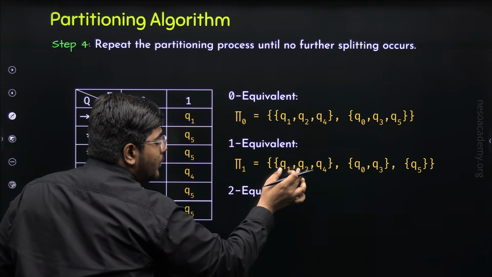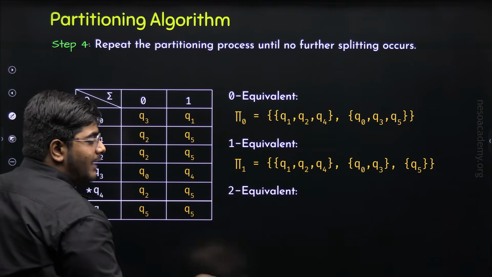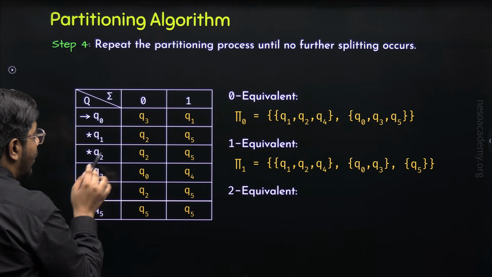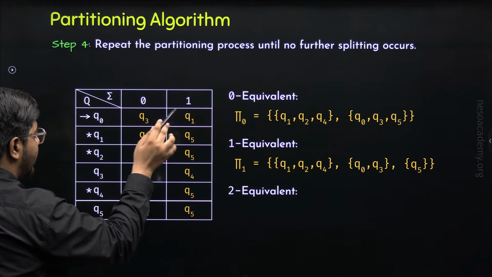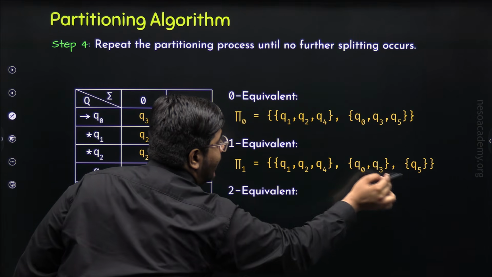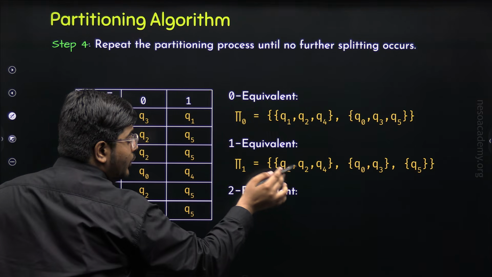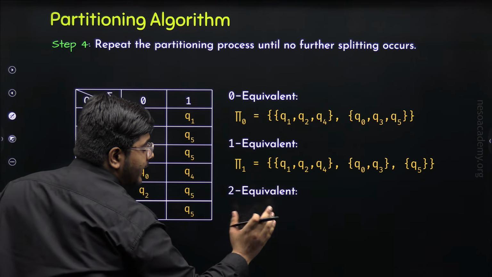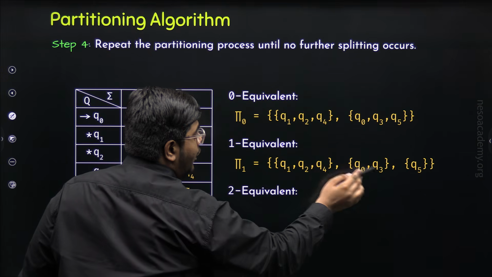Now, since Q1 and Q2 are equivalent to each other, we can check Q4 with either of them. This time, let's check Q4 with Q2. So we are considering Q2 and Q4. On 0, they are giving Q2 and Q2 belonging to the same set, and on input symbol 1, they are giving Q5 and Q5. Q5 and Q5 again belong to the same set, which means Q4 is also equivalent to Q2 and Q1, and in the 2 equivalent, this partition will not be split and will remain as it is.